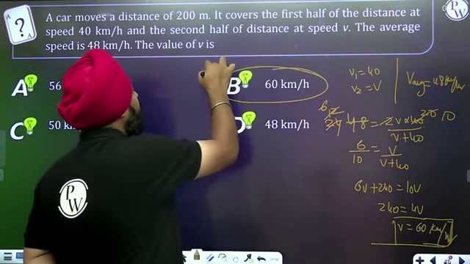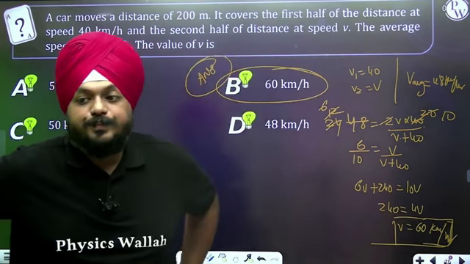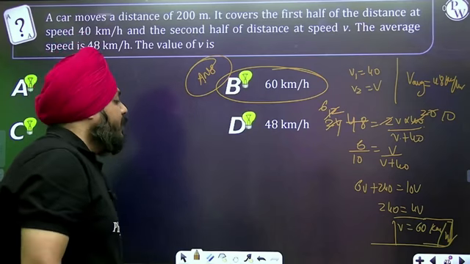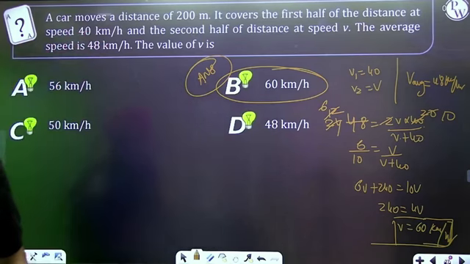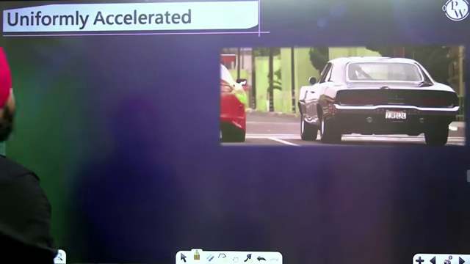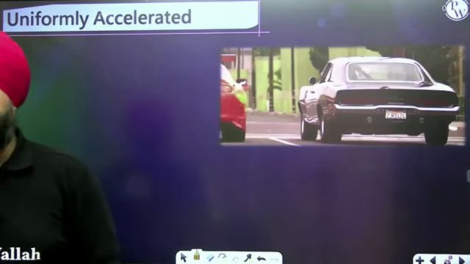B is the perfect answer for this specific question, right? Okay, B is the perfect answer for this specific question. Okay, from now, a new thing is going to start.